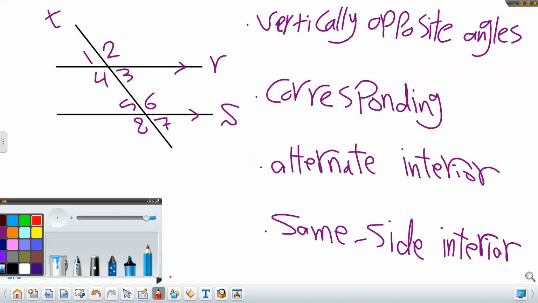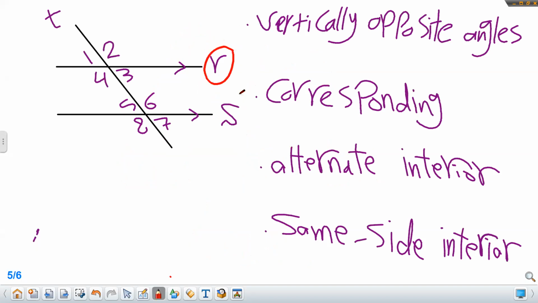First, if you have two parallel lines R and S, and you have a transversal T, what's the meaning of transversal? It is a line that intersects two lines or more. So T is a transversal. After this intersection, 8 angles are produced: angle 1, 2, 3, 4, 5, 6, 7, and 8.